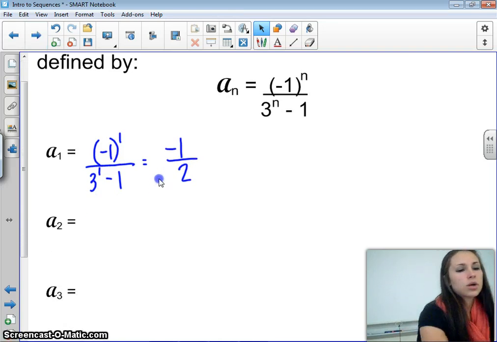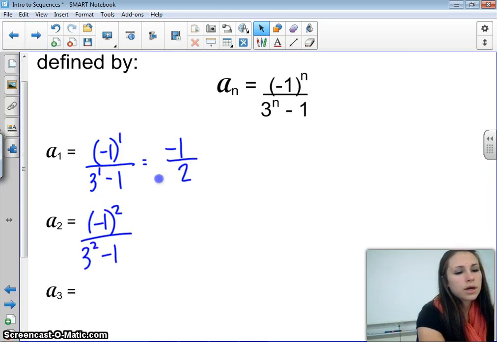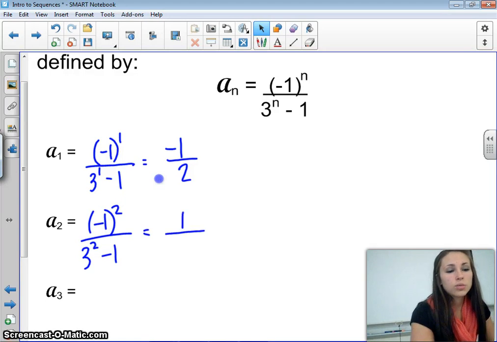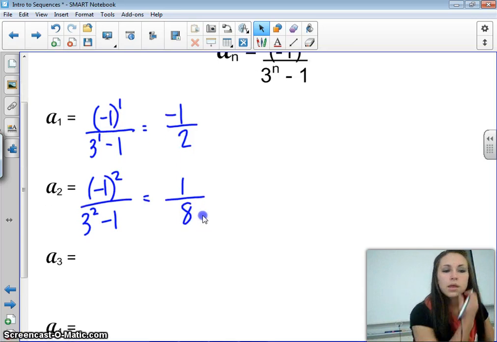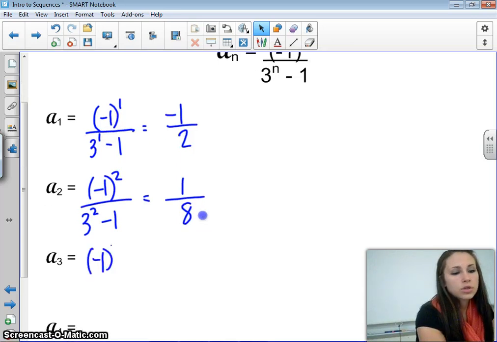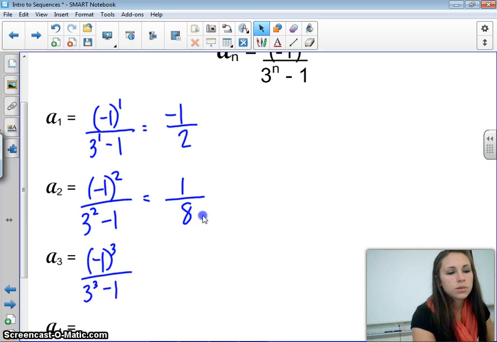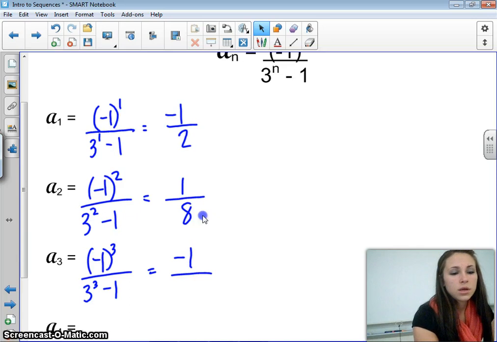The second term, I would say -1 squared over 3 squared minus 1. So -1 squared is 1, 3 squared would be 9, and 9 minus 1 would give me 8. A3, I would say -1 to the third over 3 to the third minus 1. And so then this is going to be -1 over 3 cubed, which would be 27, and so 27 minus 1 would give me 26.